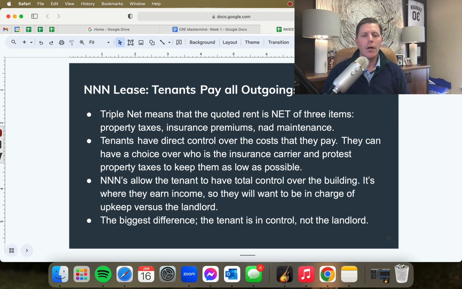So the reason why too, you can see, is they have direct control over the cost. I haven't had any tenants that have gone to the city and disputed or said, hey, I don't think this building that I'm leasing is this much in taxes, or they haven't done that.